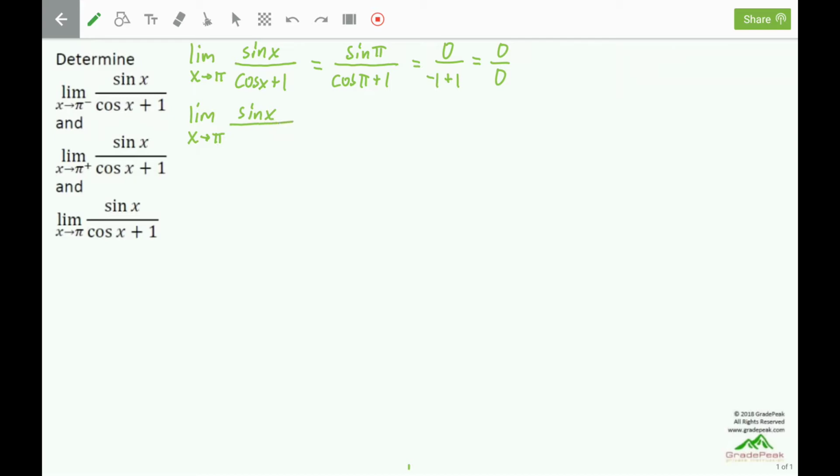I will rewrite the exact limit as given. The trig conjugate of the trig combination will be the same two terms, but opposite sign between them, so cosine of x minus 1. We will put it over itself so that we have a form of 1, so that when we multiply by it, we're not changing the value, just the look.